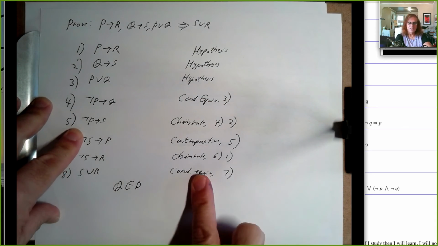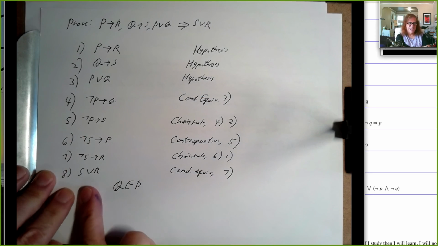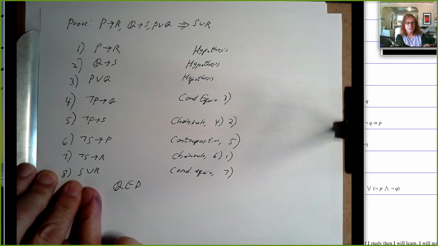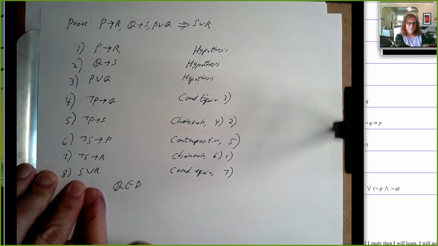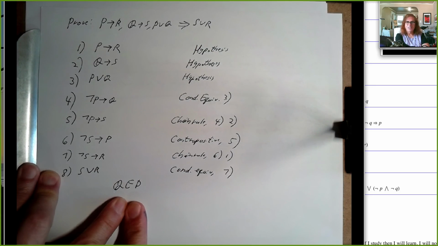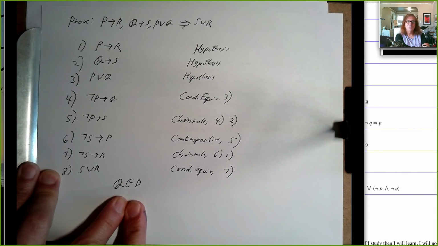And then we list reasons why each of those things is true. And the last thing in our proof that we show to be true should be the thing we were asked to show is true. This thing over here in this case. And then we can write down that this last statement is what we were asked to demonstrate. That's what QED says.